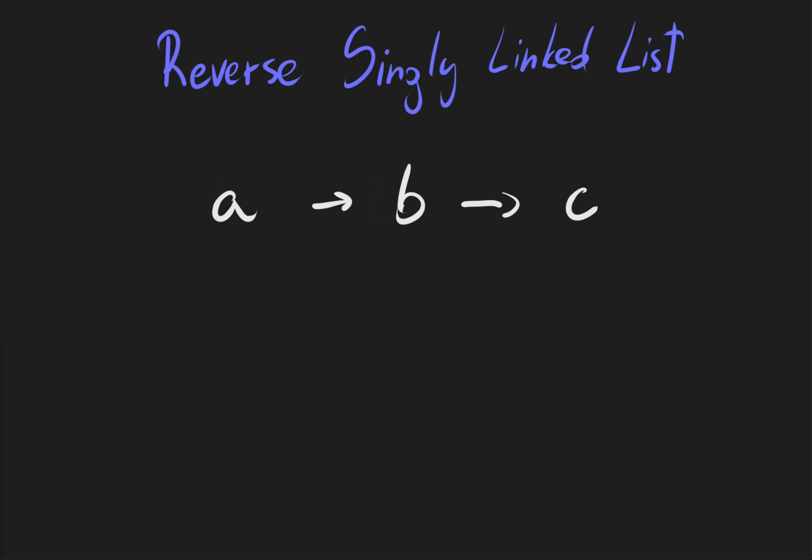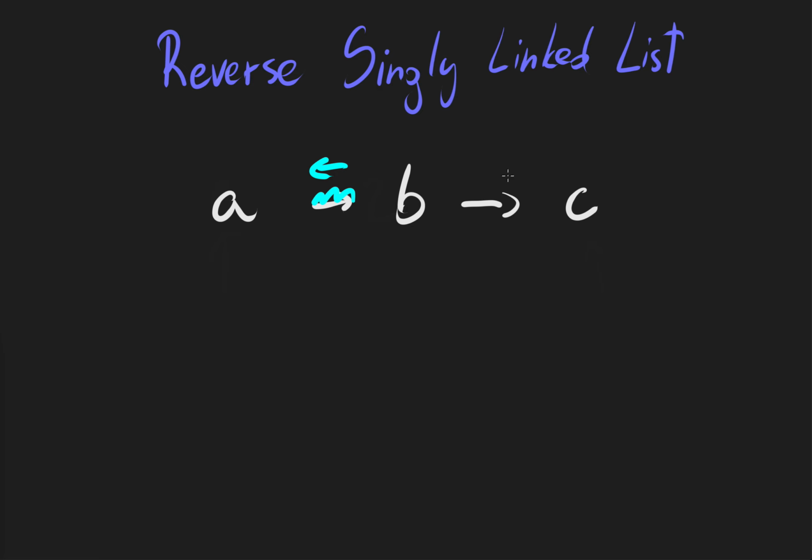So the coding challenge is called reverse single linked list. Now in the interview we are given a head, right? The head of a linked list, and what we need to do is just reverse all the elements, all the nodes, and return the new head, which in this case would be C, which will be the head of the reversed linked list.